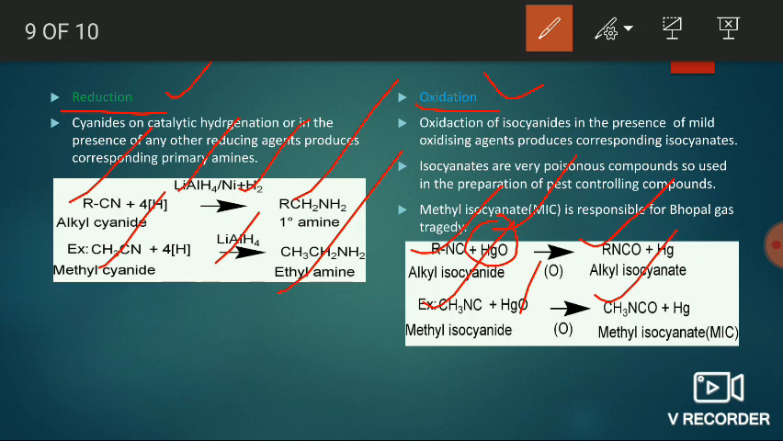If you observe the characteristics of isocyanates, they are very poisonous compounds. Due to this poisonous nature, isocyanates are generally used at industry level in the preparation of pesticides. For example, methyl isocyanate is commonly known as MIC. You may also be aware of this compound, MIC, that is methyl isocyanate.